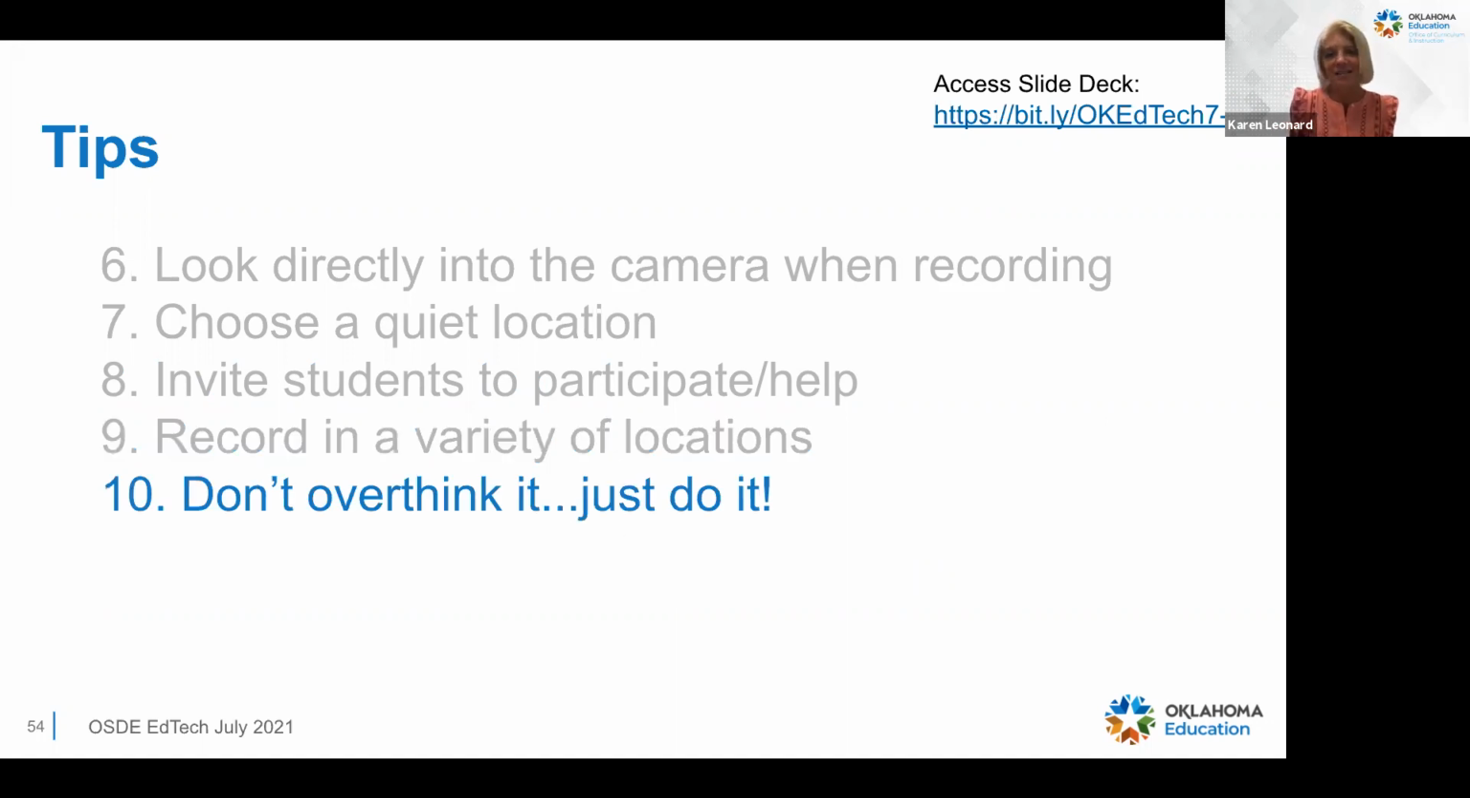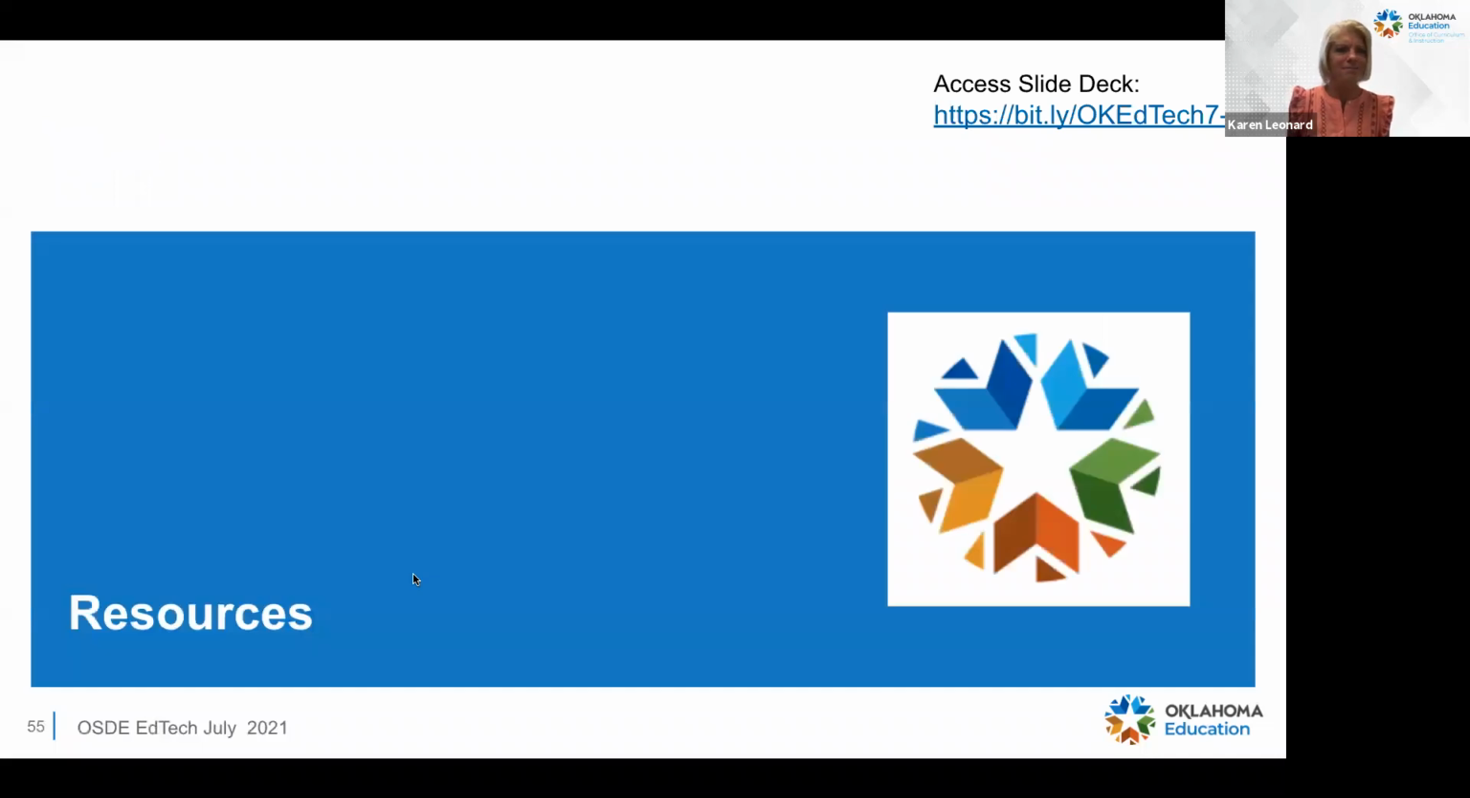And last but not least, don't overthink it. Just do it. Have fun, be imperfect. You might want to consider the lighting, think about what it's going to look like, but just kind of have fun with it.